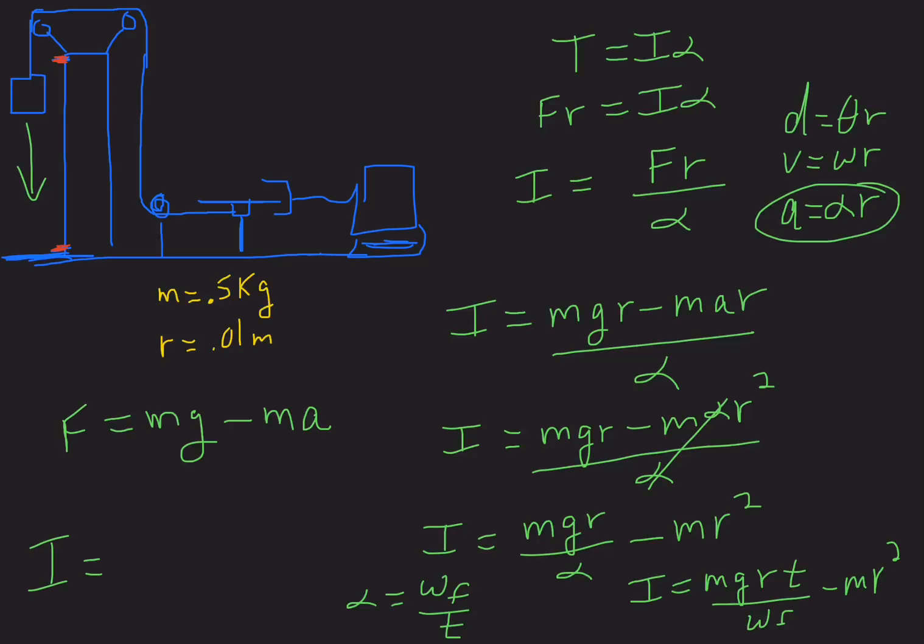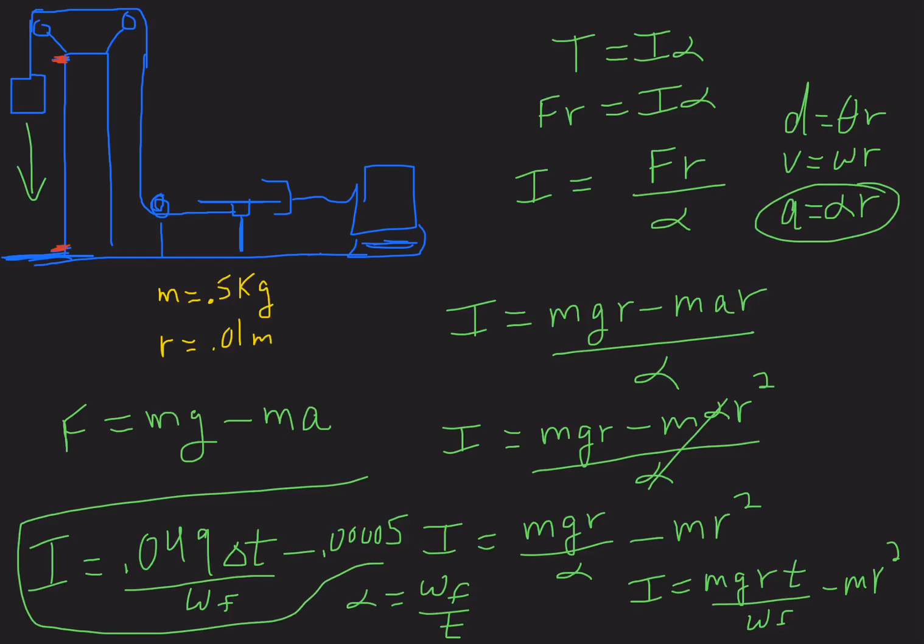So if I put in 0.5 for the mass, I put in 9.81 for gravity, I put 0.01 in for the r, then, and you can do this math, you will get 0.049 times the time, all over the final angular velocity, minus 0.00005. So there is our equation for our setup in the lab.